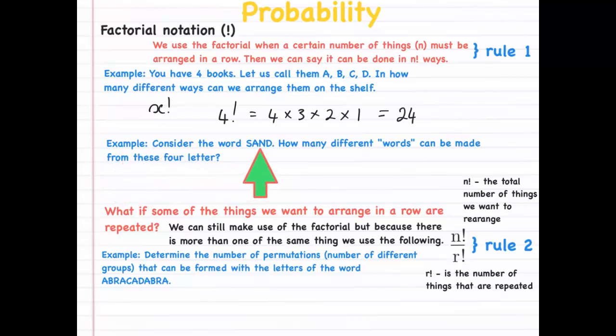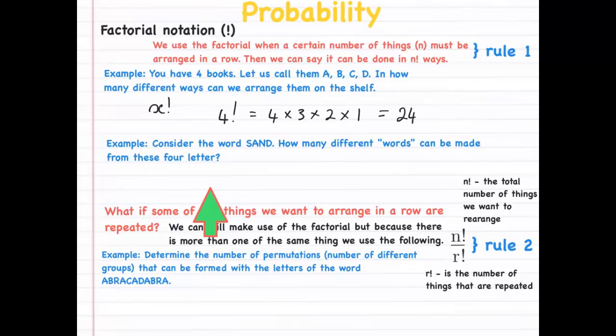Consider the word sand, okay, S-A-N-D. How many different words can be made from these 4 letters? So we want to rearrange these letters in different ways, okay? It doesn't matter if it really makes a word that we understand, whether it's a real word or not, we just want to rearrange all these letters in different ways. So how many different ways can we rearrange those letters?